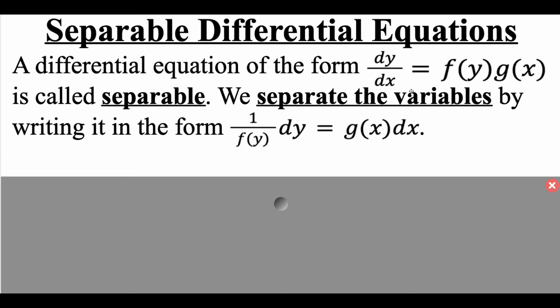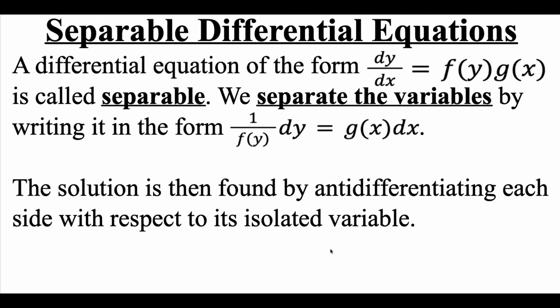We can think about it like algebraically manipulating this differential equation. Think about it as multiplying the dx over to the right-hand side and dividing the f of y over to the left-hand side. And then once we separate the variables, we can find the solution by anti-differentiating, or integrating, each side with respect to its isolated variable. So integrating with respect to y on the left-hand side and with respect to x on the right-hand side.